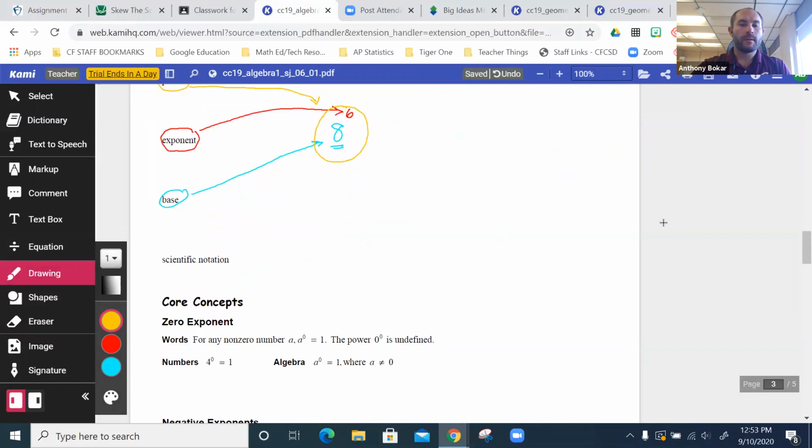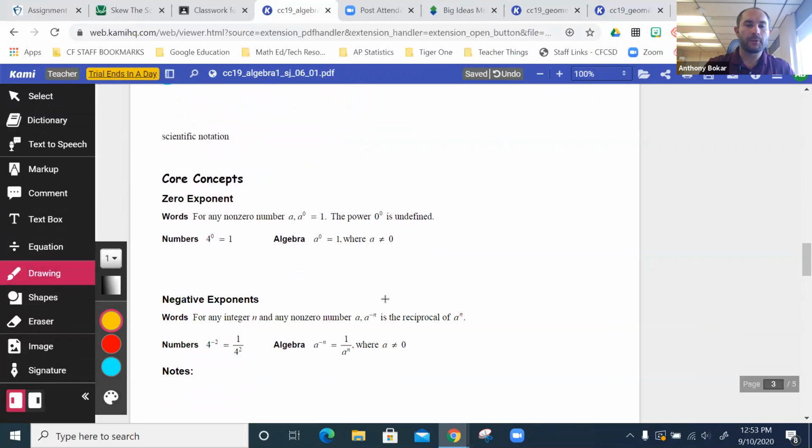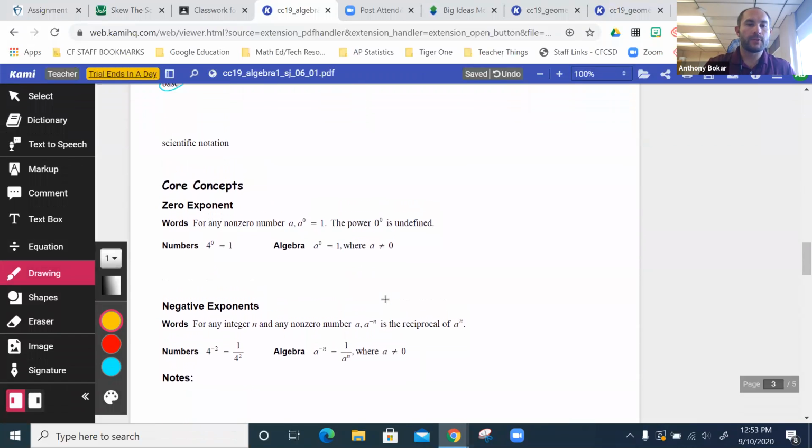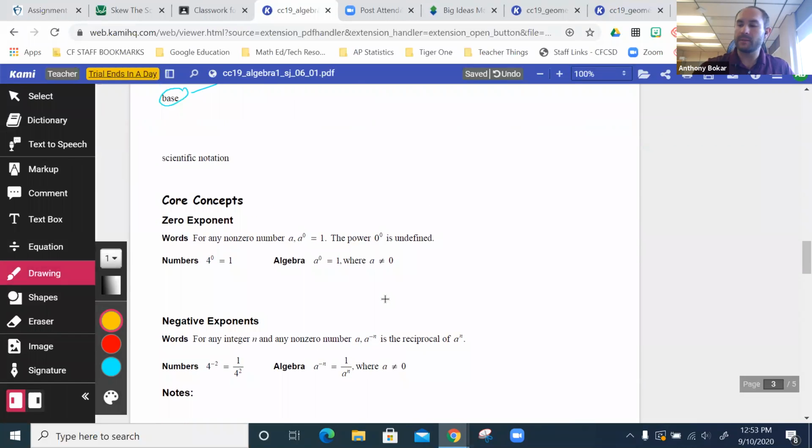I want us to understand this a little bit here. Zero exponents. That's what we're going to focus on for a few minutes. What is a zero exponent? Here is the statement. It says that any number to the 0 power is 1. 0 to the 0 is undefined, but I want to talk about why this works.